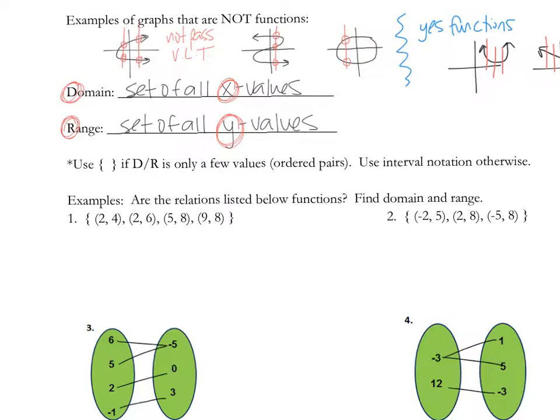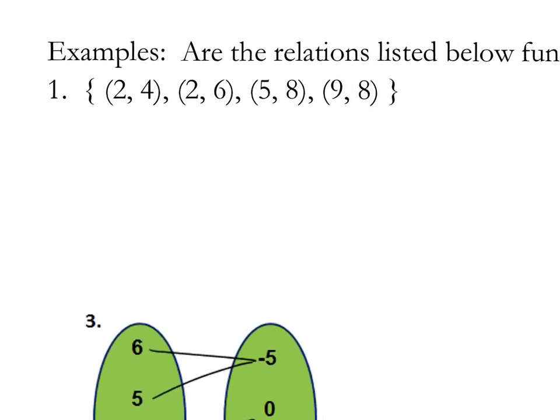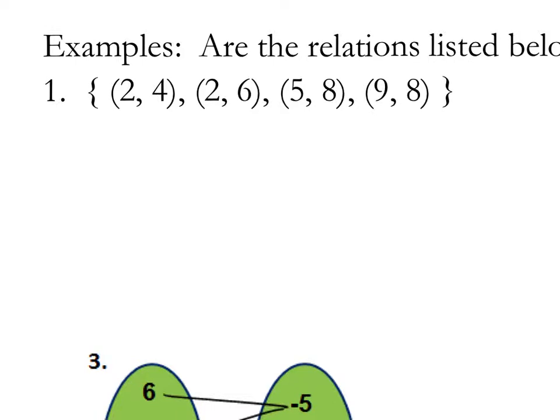And when you're actually writing your domain and your range, if it's just a bunch of ordered pairs, then you're just using these curly brackets. And if it's an actual graph, you're going to use interval notation. Okay, so kind of a confusing topic here. We got a lot going on here, but let's just dive into this very first example. This is just a bunch of ordered pairs. And so the question is, are they functions? Is this group of ordered pairs a function?